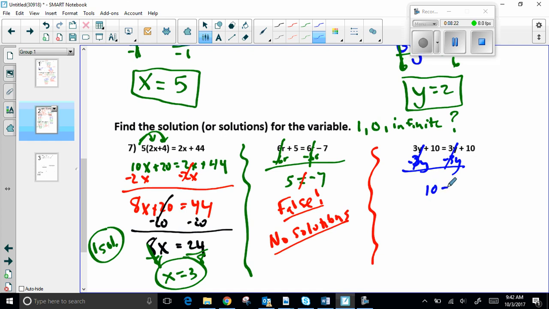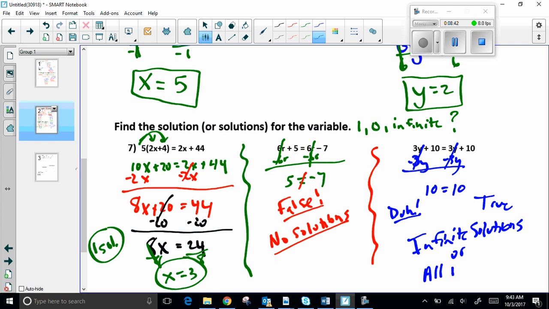Now I just have this equation that says 10 equals 10. Well, duh. Yeah, of course 10 equals 10. It's a true statement. 10 does equal 10. That means there are infinite solutions. Okay, infinite solutions. Or you could say all real numbers will work.